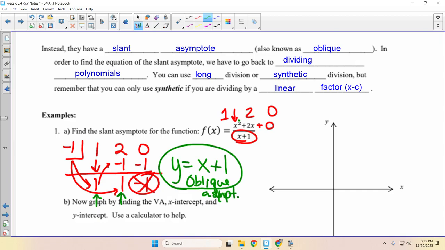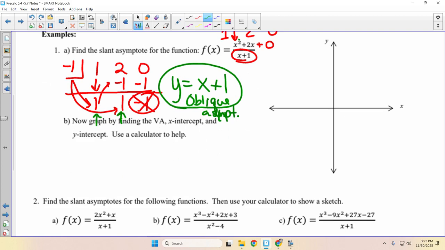So what does that look like? We're going to graph this. We're going to find the vertical asymptote, the x-intercept, and this is good practice, you guys, for your Module 5 test because it has all these values. You have to find all these values for the graph anyway. And then we already know that the oblique is at y equals x plus 1.